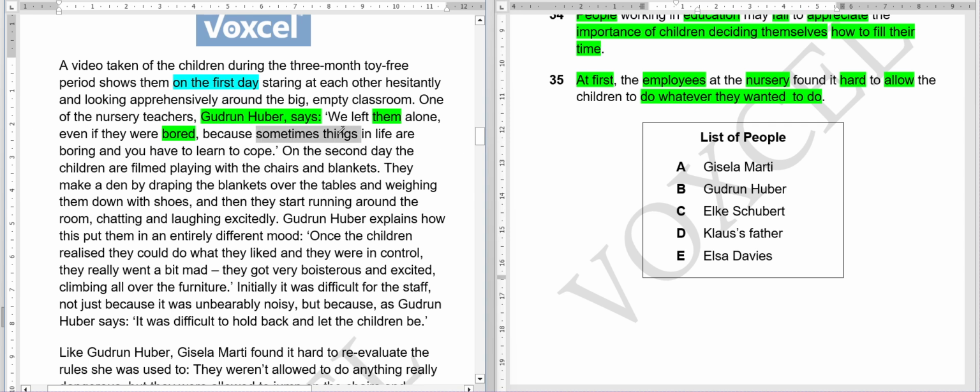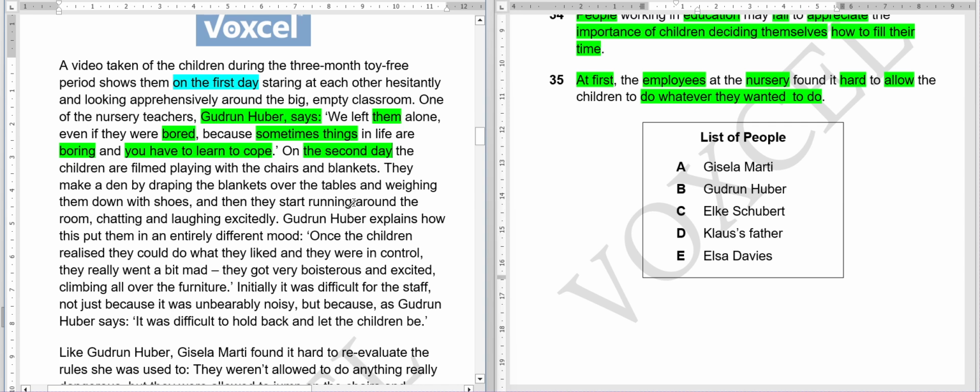So if I talk about study, if I talk about things that can improve you, like watching or reading videos, this can be a bit boring, but you have to learn to cope with boredom so that you can make a bright future. On the second day, the children are filmed playing with chairs and blankets. They make a den by draping the blankets over the table and weighing them down with shoes. And then they start running around the room, chatting and laughing excitedly. But on the second day, everything changes.